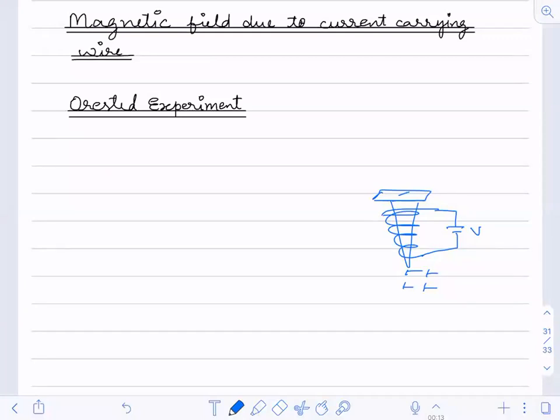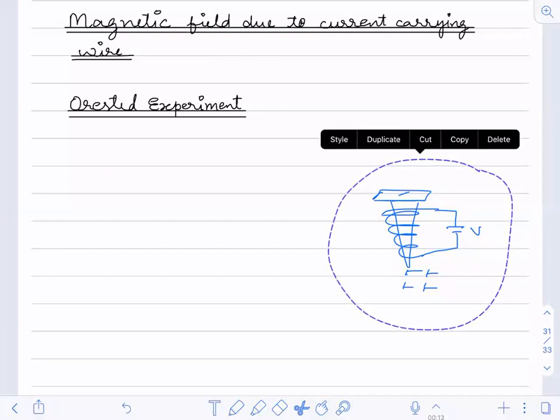So this experiment you have already done. These kinds of experiments you have already done. This shows that the current carrying coil will attract iron nails. So I can say that there is a magnetic field created by this wire. This experiment was performed by Oersted. So let us see what experiment he performed, what all he found, and what he concluded from the experiment.